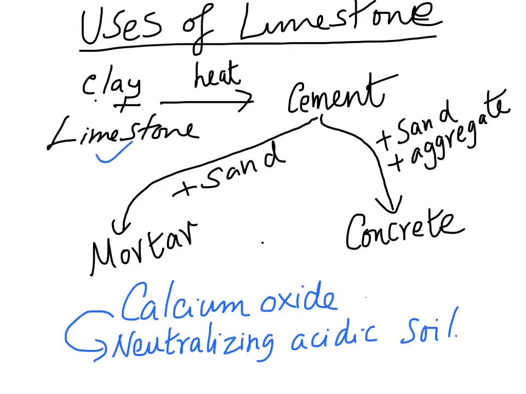So far we have seen some uses of limestone, which is making cement and mortar and concrete. However, there is another very useful substance, calcium oxide, also made from limestone, but we have not yet come to that, as we need to understand the chemical reactions of limestone first, and then we'll come to understand how calcium oxide can neutralize acidic soil. But we need to remember that is another use for limestone.